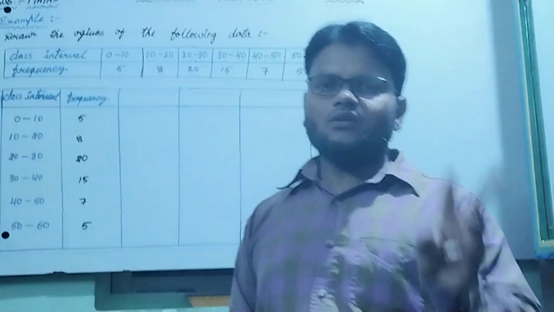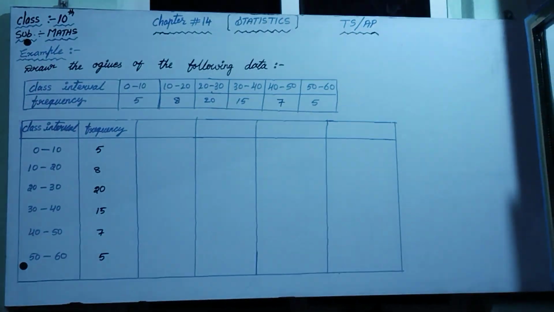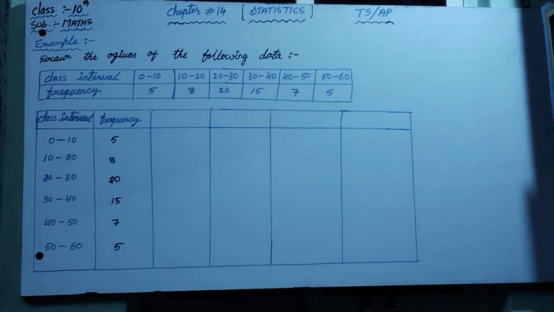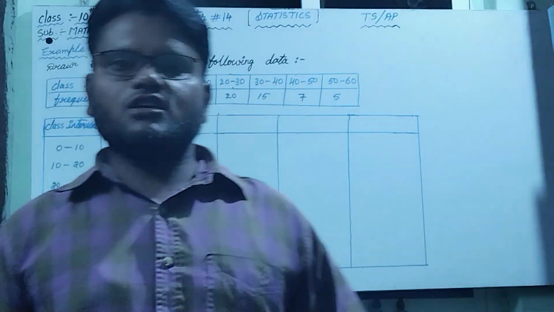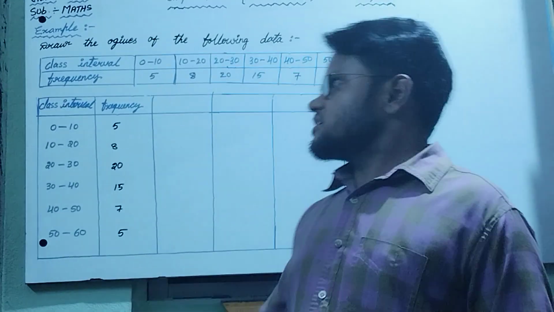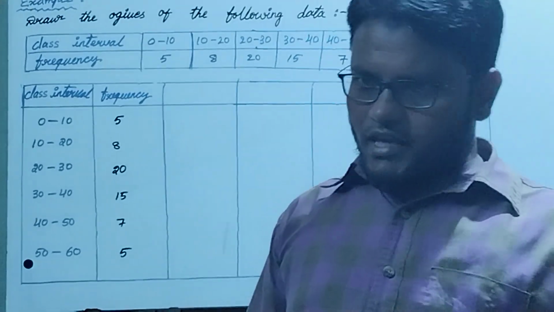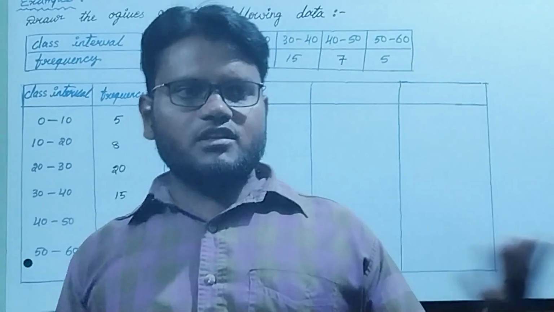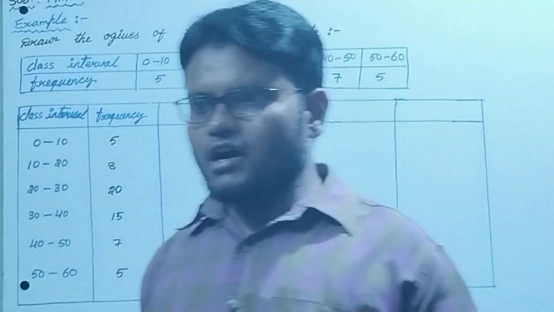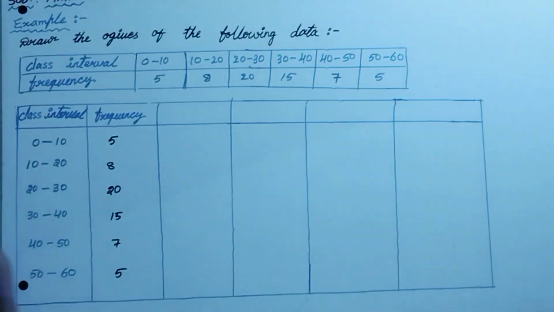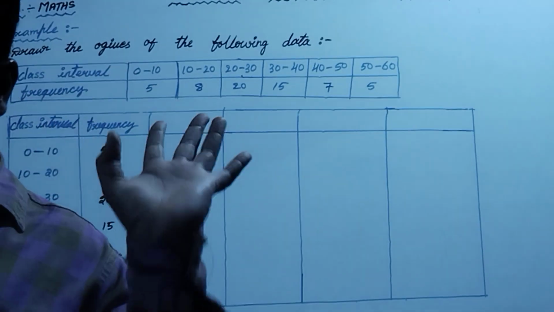OGIVES means you will have two frequency distributions. What are those? The first one is the less than cumulative frequency distribution, and the other is the more than cumulative frequency distribution. So in OGIVES you have to find two distributions, less than and more than. More than is also called greater than.